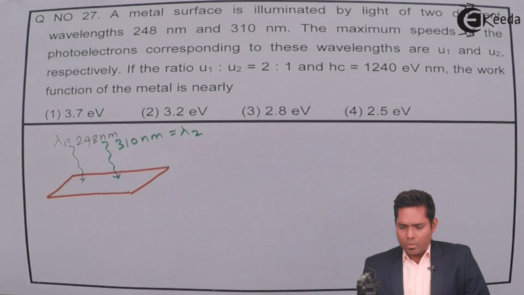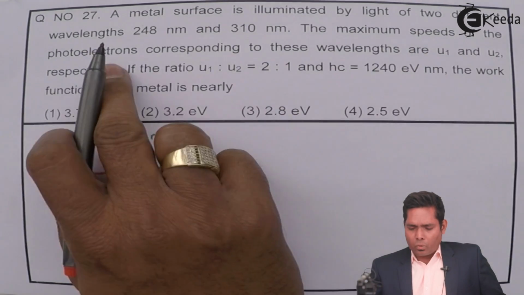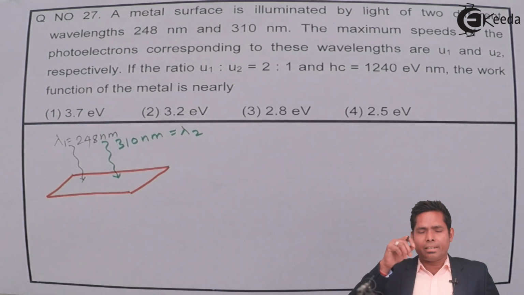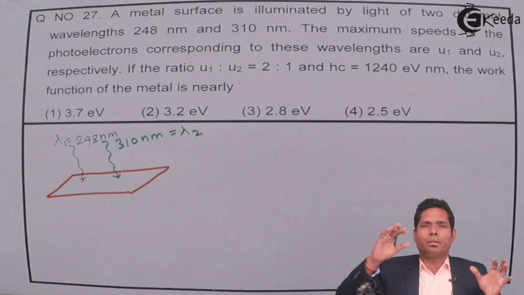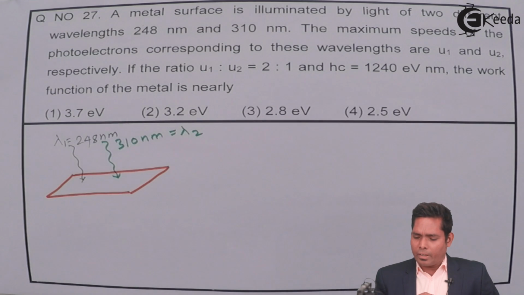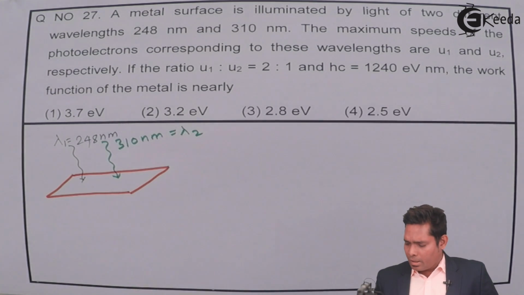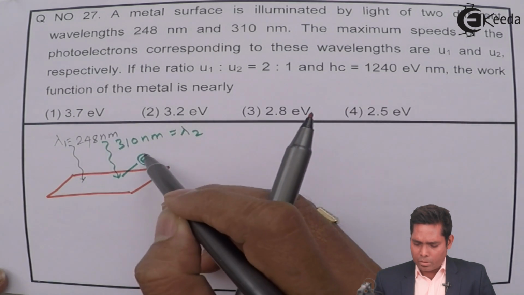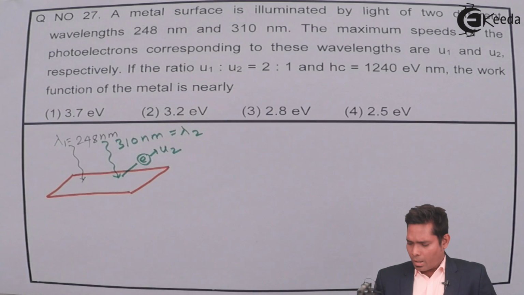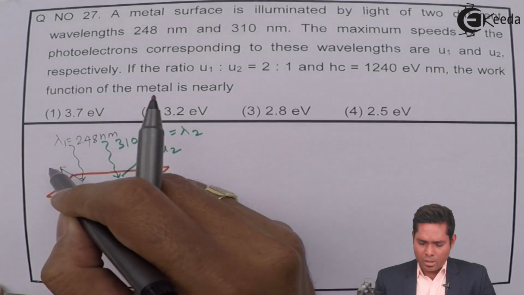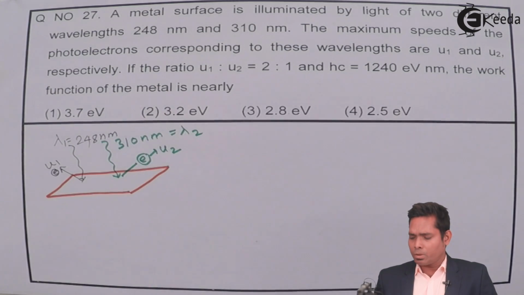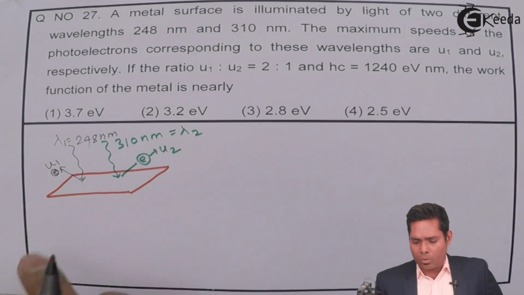Now the maximum speeds of the photoelectrons corresponding to these wavelengths, because when the light is incident the electrons will start emitting. That is because of the photoelectric effect. The electrons will emit from here also. Here this is the electron coming out with velocity say u2, and the electron coming out from the other wavelength, suppose this is u1. This is the maximum speed of the electron that is coming out.